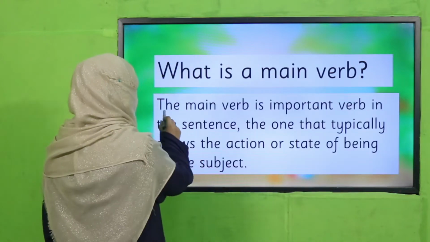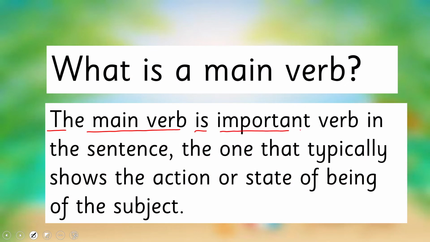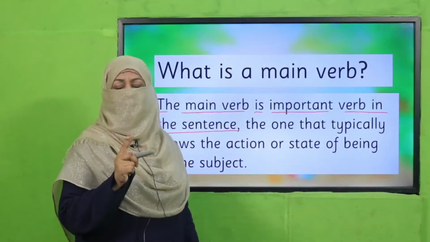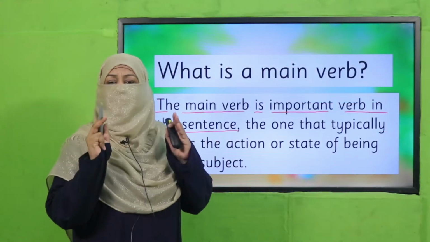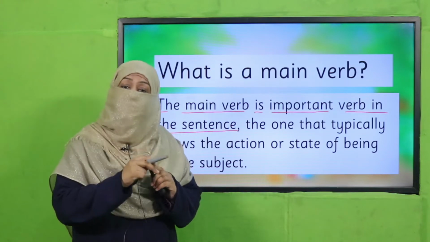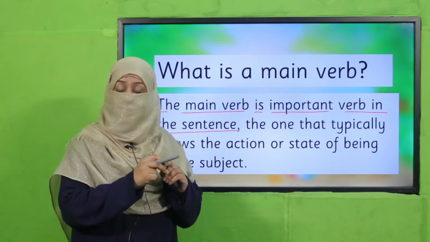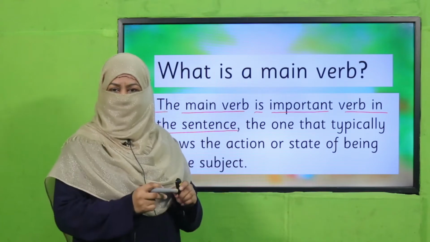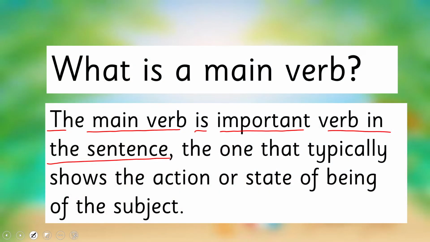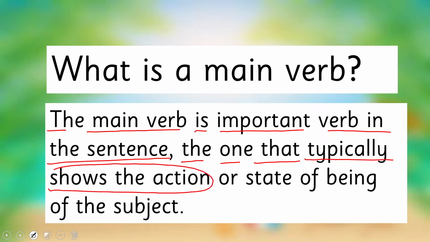Look at this. The main verb is the important verb in the sentence. And beta, it is such an important verb that without a verb, we cannot make any sentence. That's why we say a verb is a must part of a sentence. A verb must be there to make a sentence, right? And what does it do? The one that typically shows the action. So one of the things a verb does is show the action or state of being of the subject.